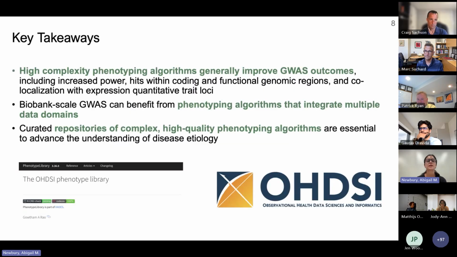And so from this work, we can take away that high complexity algorithms generally result in improved GWAS outcomes, including increased power, hits within coding and functional genomic regions, and colocalization with expression quantitative trait loci. And so we find that biobank scale GWAS can benefit from phenotyping algorithms that integrate multiple data domains, whether that be cause of death in the death table, self-report, measurements, procedures, observations, etc. And that curated repositories of complex, high-quality phenotyping algorithms are essential to advance the understanding of disease etiology.